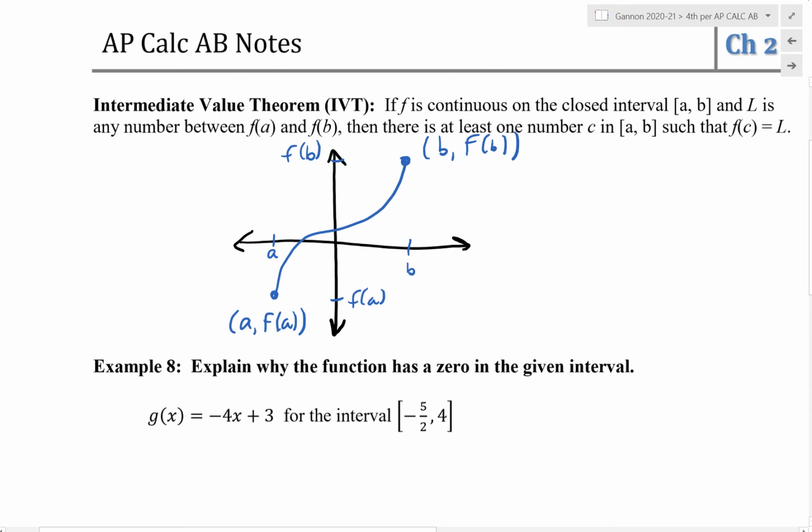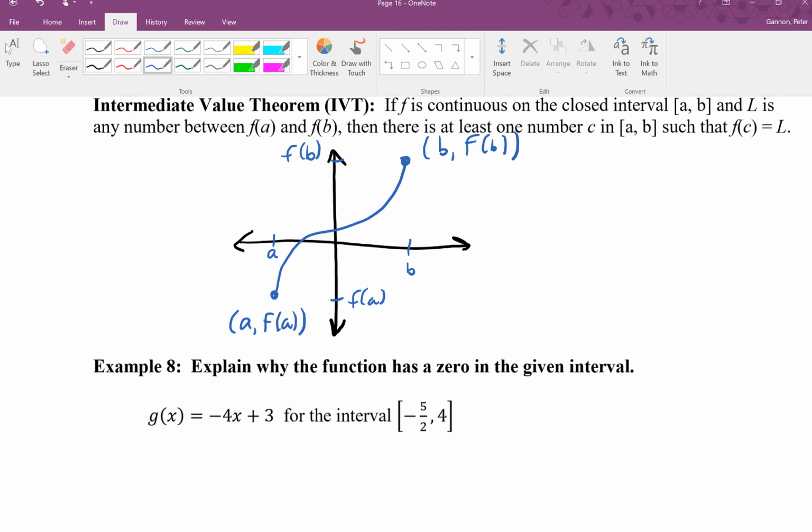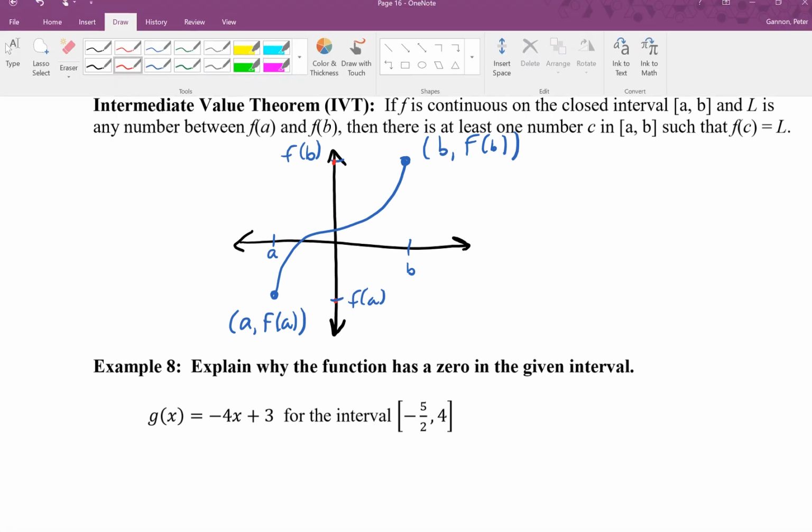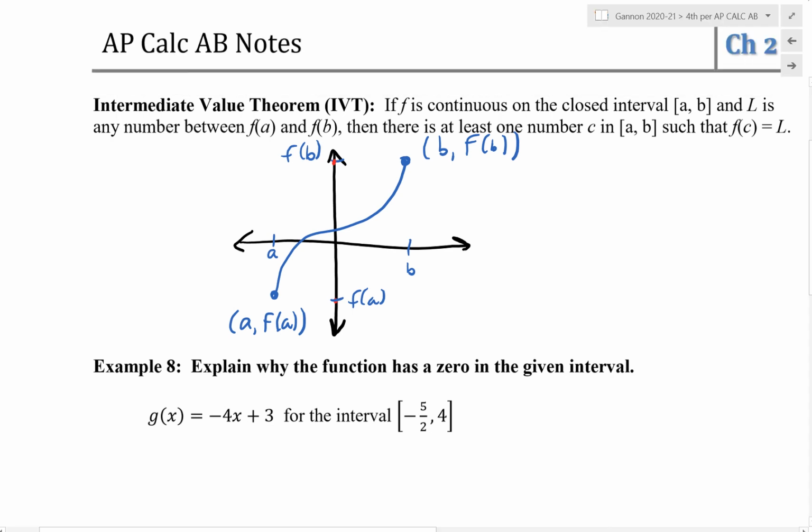Essentially, all the intermediate value theorem is saying is that when the function is continuous, somewhere on the interval from a to b, there's a value c such that every value between f of a and f of b exists. So everything from this value f of a to this value f of b is going to exist somewhere on that interval. Because with continuity, we're going from this point to this. A lot of times, we're going to use the IVT to essentially prove that a function has a 0 on a given interval. So let's take a look at example 8.